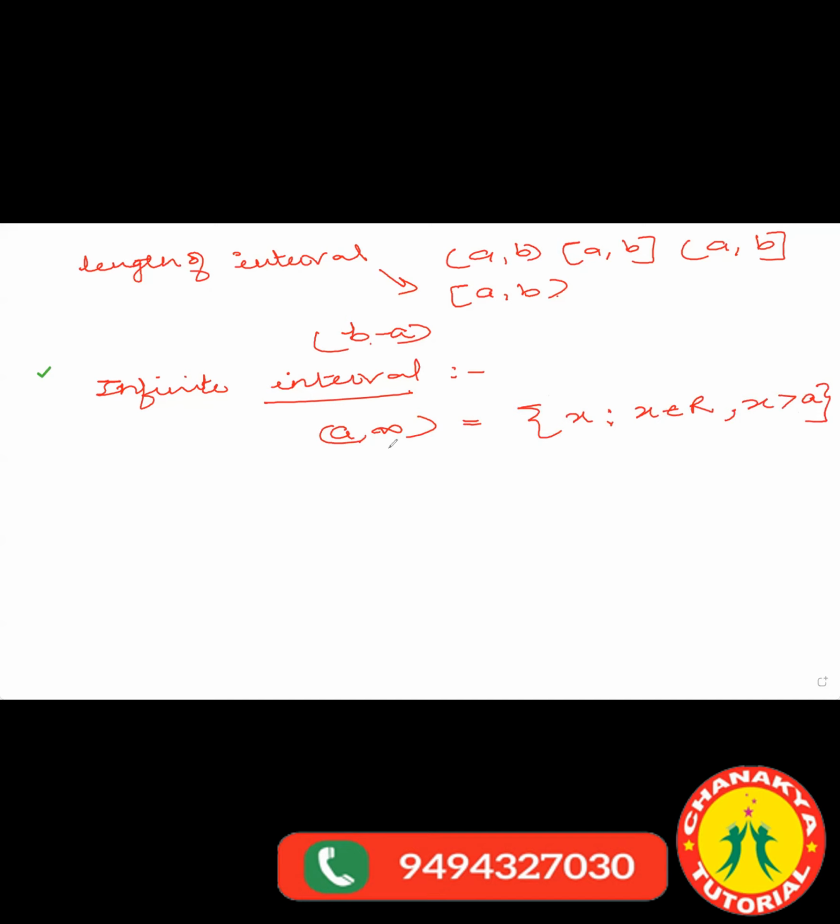So what values will come here? It will include a or not? Yes, ma'am. It won't include, this is an open interval, beta. In an open interval, the left endpoint and right endpoint will not be included. Right? Clear? Kindly focus on these points also, right? Okay.